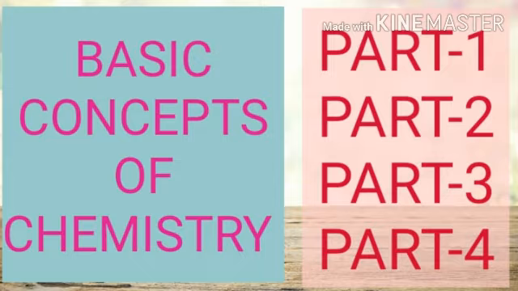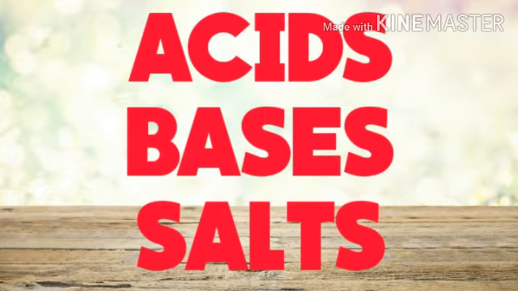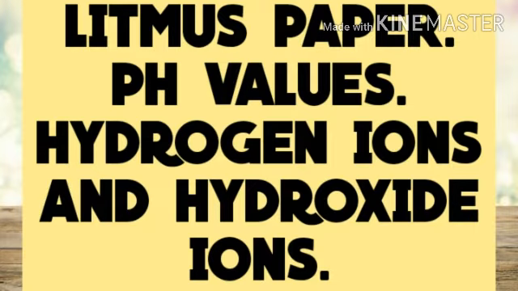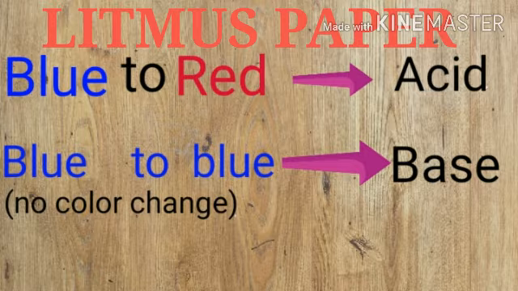In the previous classes, we have discussed some basic concepts of chemistry. In this class, we will discuss acids, bases and salts. The inorganic compounds are classified into three main groups. One is acids, second one is bases and third one is salts. I will explain in this class three main concepts of acids and bases. First one is litmus paper, second one is pH values and third one is as per H plus ions and OH minus ions.